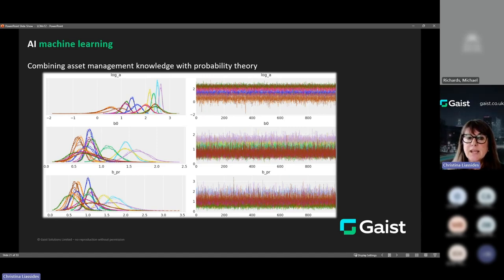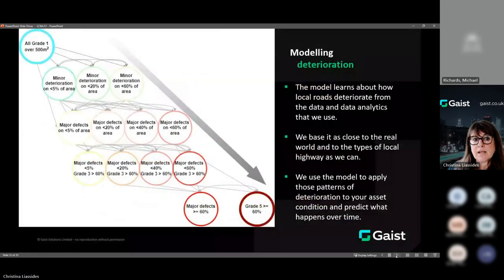What we're looking at is combining our asset management knowledge, which we do have within Gaist, and we're very lucky to have a senior consultant with excellent asset management knowledge and absolutely amazing coding and data analytics ability. So we're combining probability theory effectively. We're using very established scientific probability theories along with that asset management knowledge and data to look at what the likely outcomes are, knowing what we know. If you think about the predictive analysis we talked about earlier, knowing what we know, what are the likely outcomes in the future? And so what we're modelling really is how do roads deteriorate?